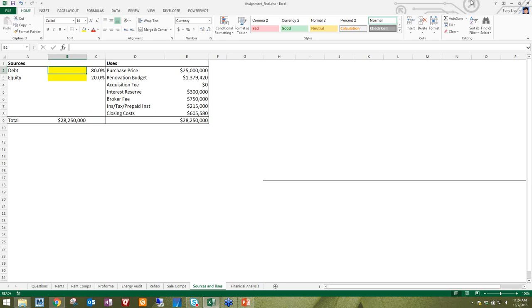So if we had a debt of 80%, that means that the debt is 80% of the total project value. So this is $28.28 million, and then your equity is 20% of the total project value, which is 20% times the total project value, which is $5.6 million. So for a total of $28.25 million, we know our sources and uses balance. So that means that this is where our money's going, and this is where our money's coming from. So debt means that we're going to get a bank loan for $22 million, and equity means that we're going to somehow come up with $5.6 million.